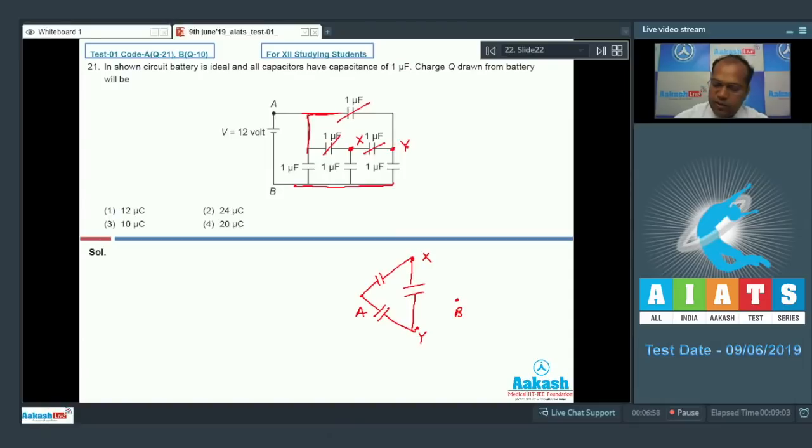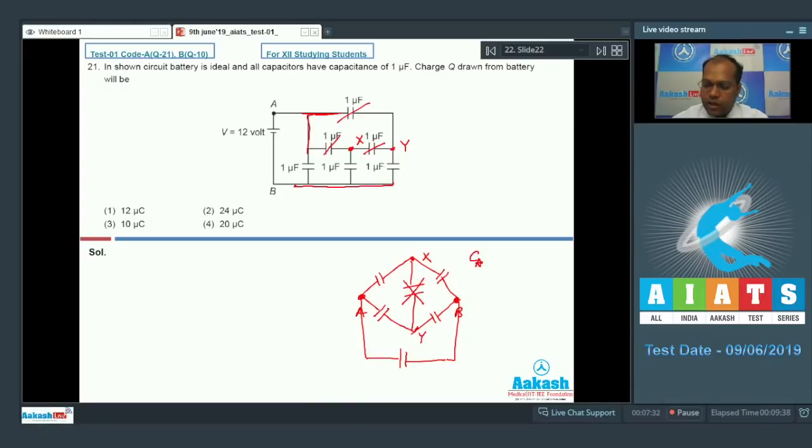This can be removed. One is between Y and B, one is between X and B, and one is between A and B. So we can clearly see that about these 2 points A and B, it is a balanced Wheatstone bridge. So this capacitor can be removed.